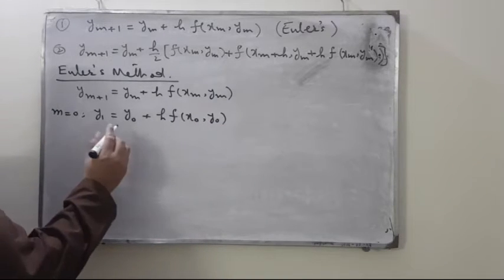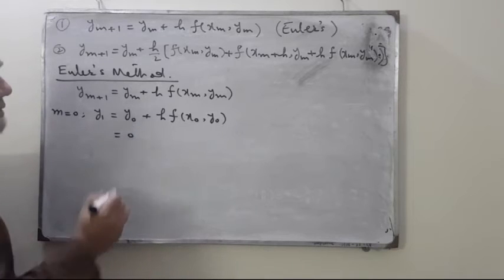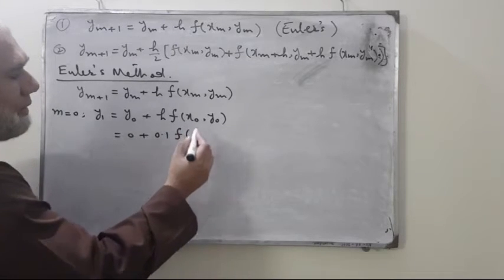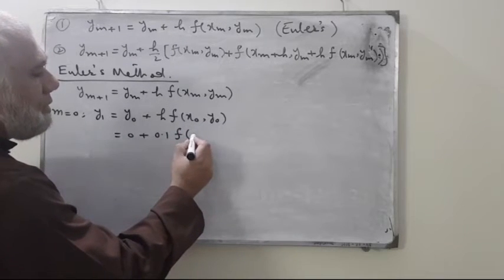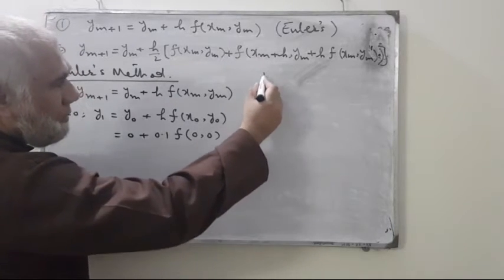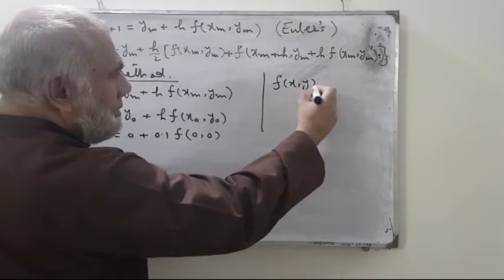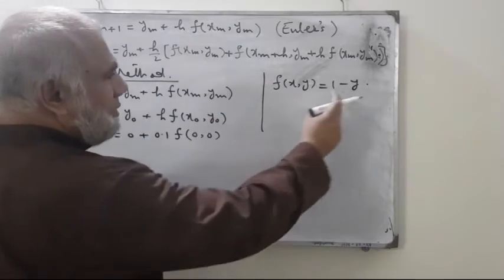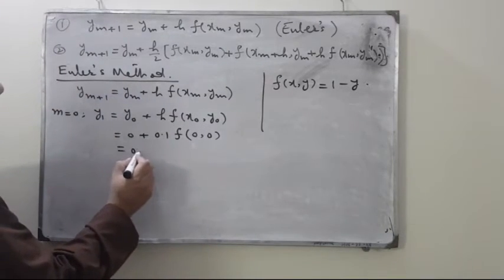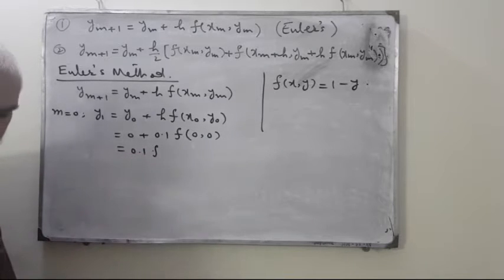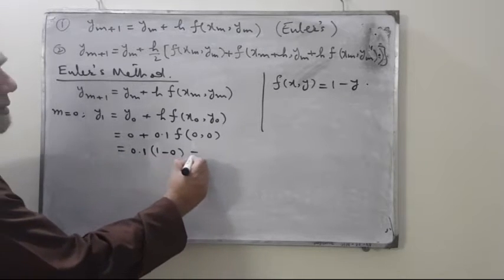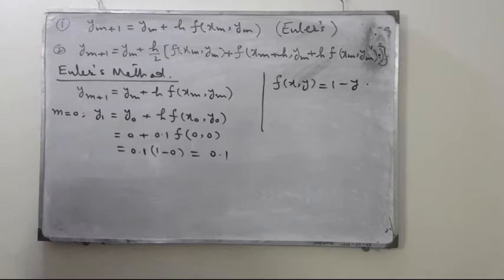And now you can see here y0, we have just seen in the initial condition, that was 0, plus h is 0.1, and f of x0, y0 is f of 0 and 0. And keep it in your mind that f(x,y) we have defined by using the standard differential equation. This was equal to 1 minus y. Now on putting x0 and y0 over here, what do we get? 0.1 times f of 0 and 0 gives you 1 minus 0, so the output is 0.1.